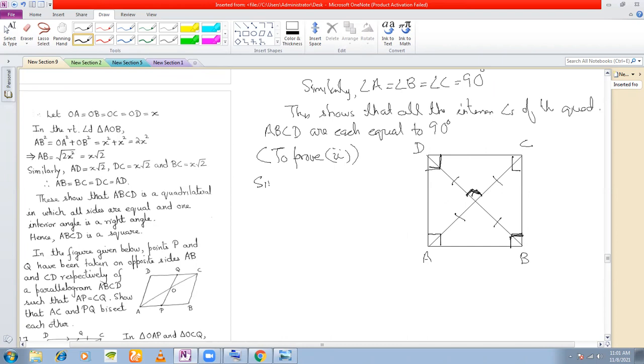So we'll write: since angle A is equal to angle B is equal to angle C is equal to angle D is equal to 90 degrees, because all the interior angles are 90 degrees. So what? Even if the interior angles are 90 degrees, it may be a rhombus also, right? It may be a square also. So what is the next thing here? That the diagonals are at right angles, AC perpendicular to BD. Hence, ABCD is a square. That's it.